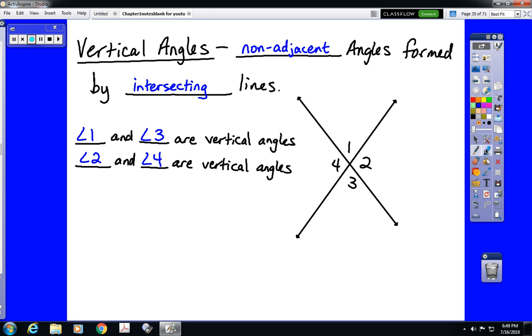So vertical angles, we've got 2 sets in this picture. We've got angle 1 and angle 3. Those are vertical angles. And we have angles 2 and 4. Those are vertical angles.